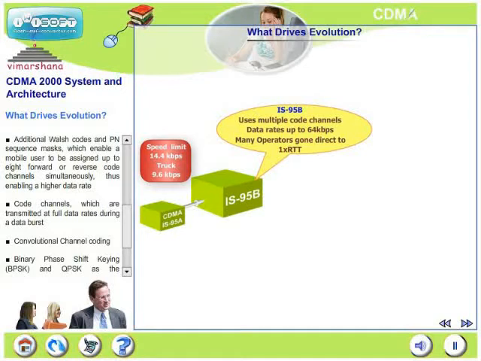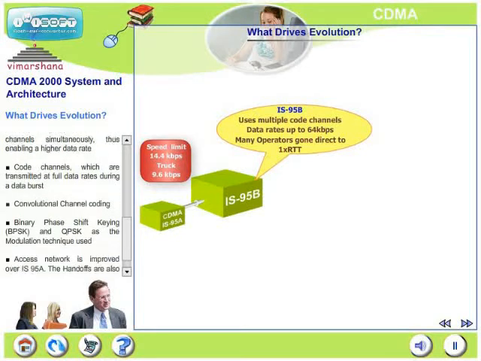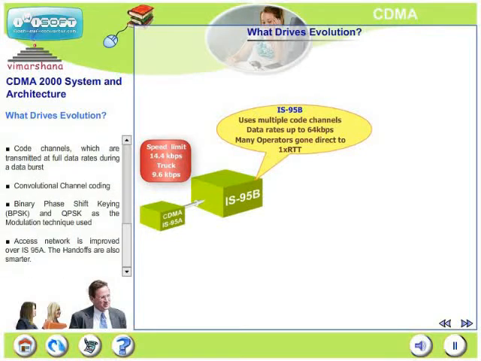Convolutional channel coding is employed. BPSK and QPSK are the modulation techniques. Access network is improved over IS-95A. The handoffs are much smarter than in 95A.